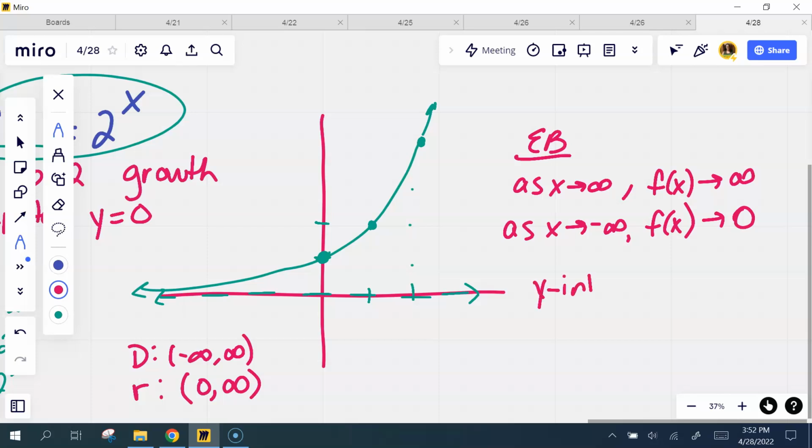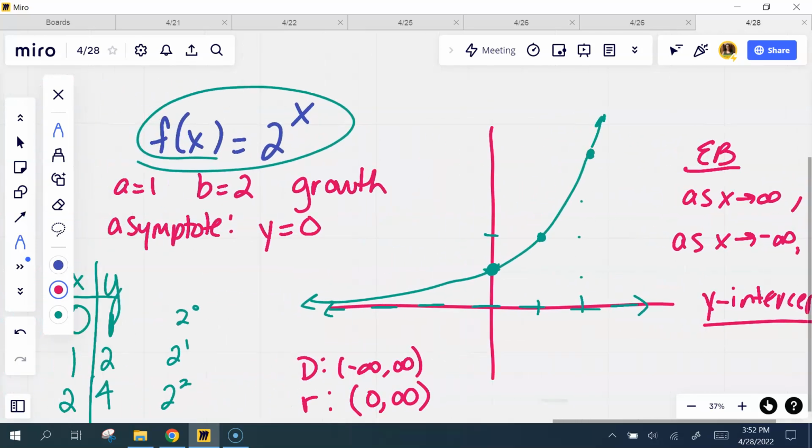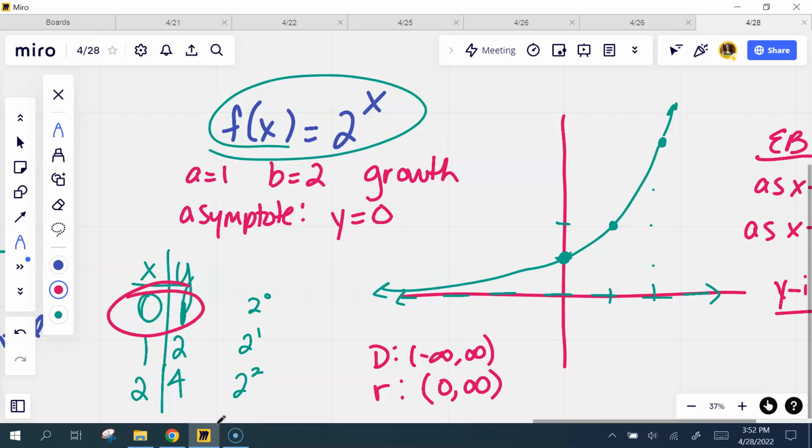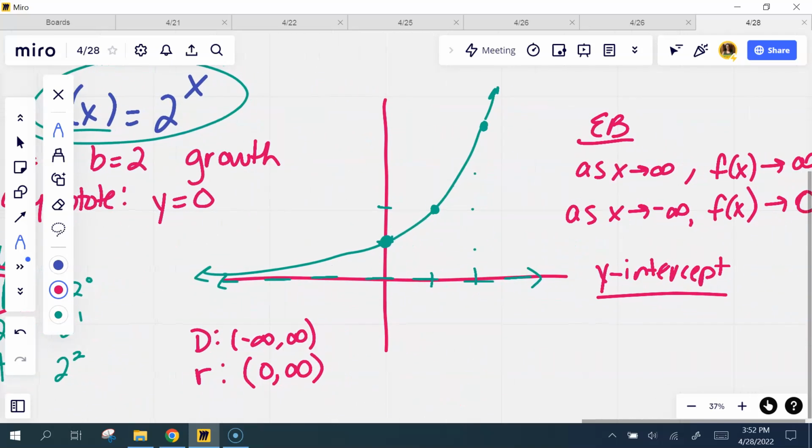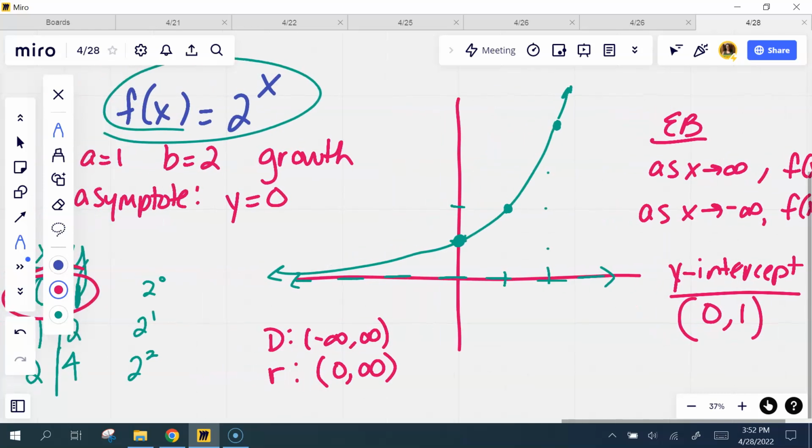Y-intercept, remember, is where it crosses the y-axis or where x is 0. Well, we already in our t-chart found out what happens when x is 0. When x is 0, y is of course 1. And then my asymptote that I already named is 0.